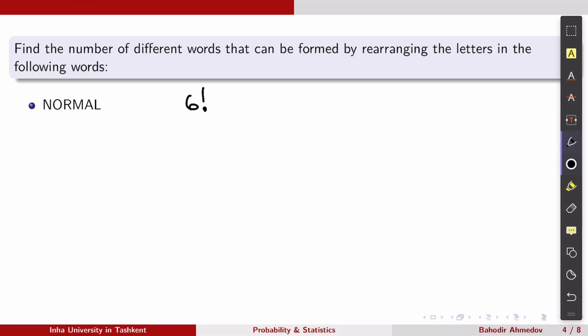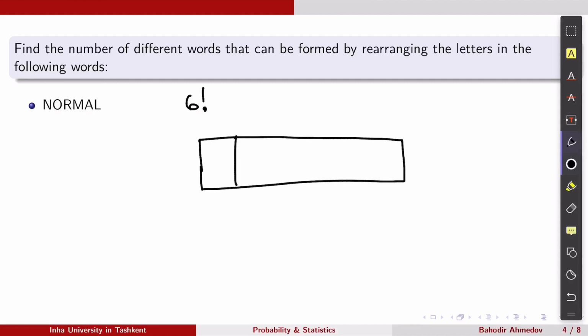So if you don't really understand why it is 6 factorial, or if you would like to understand this more deeply, I would suggest you draw the boxes. So you can just draw the boxes here. You need to generate a word which is going to contain 6 letters, right? And on the first position, you can choose any of these letters.